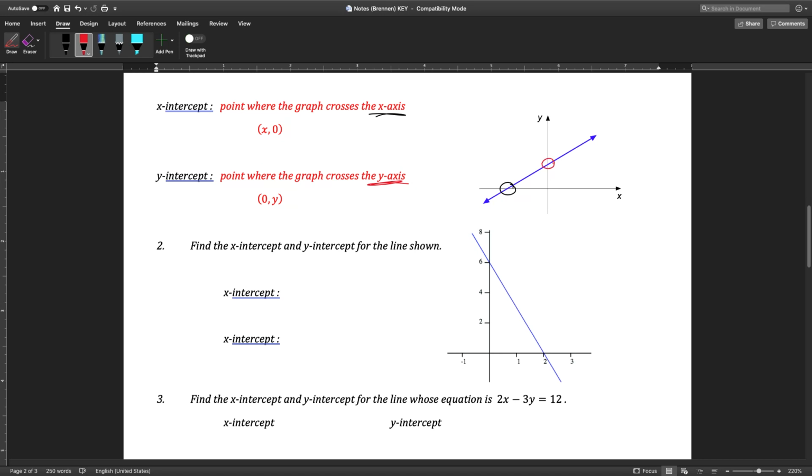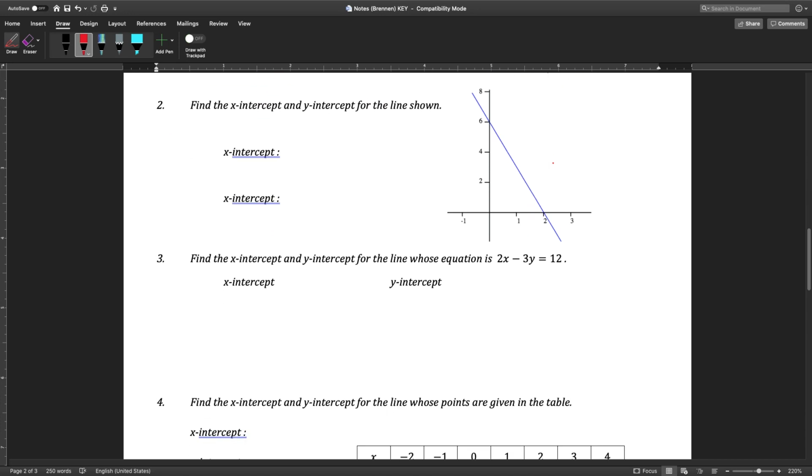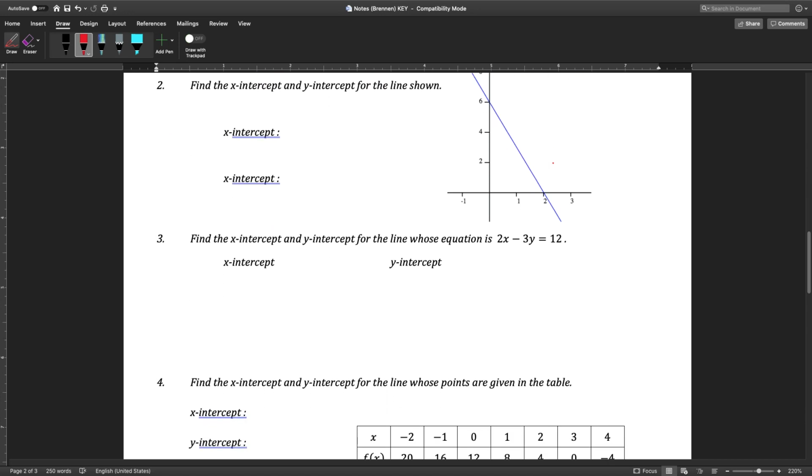So if we take a look at example 2, it says find the x-intercepts and the y-intercepts for the line shown. Okay, the first one's an x-intercept. This is supposed to say what is the y-intercept. So the x-intercept, where does it cross the x-axis? Well, it crosses the x-axis right there at 2. So it is at 2 comma 0. Remember, all points are labeled as x comma y.